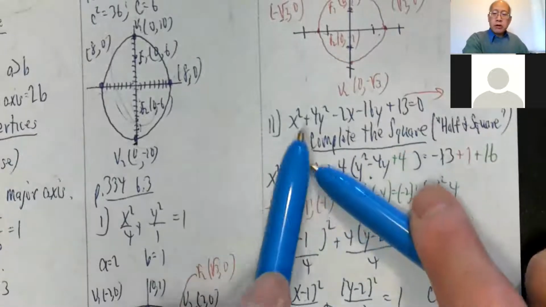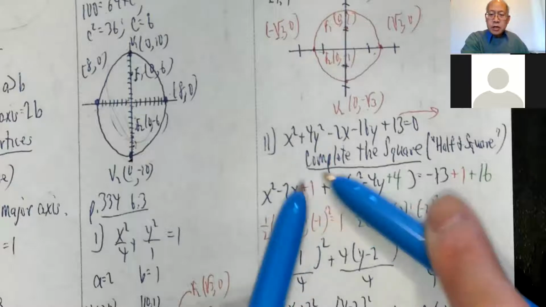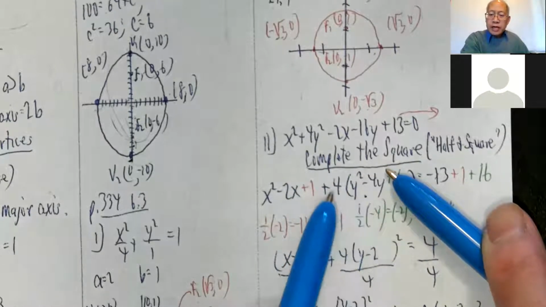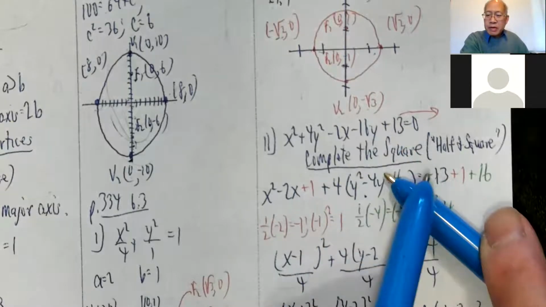So let me show you how I'm rewriting the original right now. x squared minus 2x, there it is. 4 times parentheses y squared minus 4y. That's 4y squared minus 16y. And the positive 13 on the left became a negative 13 on the right.